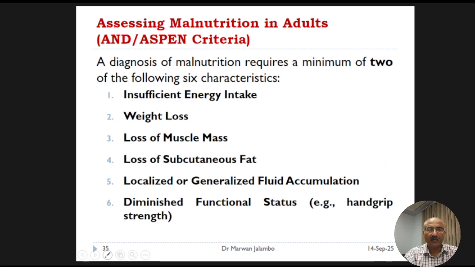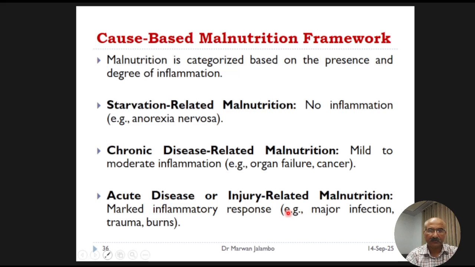For a clinical diagnosis of malnutrition to be made, the patient must exhibit a minimum of 2 of these 6 characteristics. Furthermore, the diagnosis is refined by considering the underlying cause and the presence of inflammation.